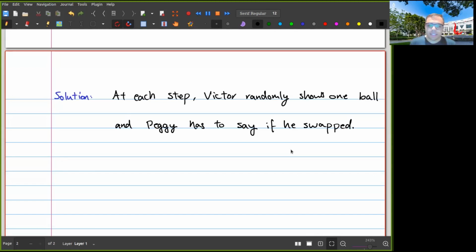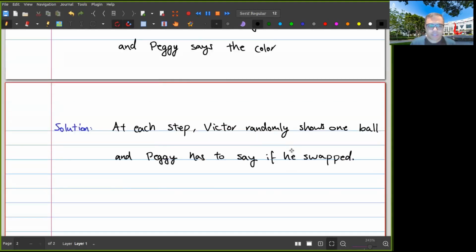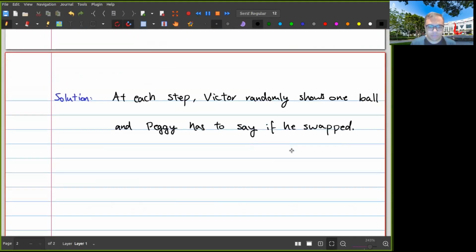But this doesn't leak any extra information, right? So Victor doesn't know anything extra here. Victor doesn't know the colors. Victor doesn't know anything other than the fact that Peggy can somehow distinguish these two balls. Okay, so this is what we call a zero knowledge proof.